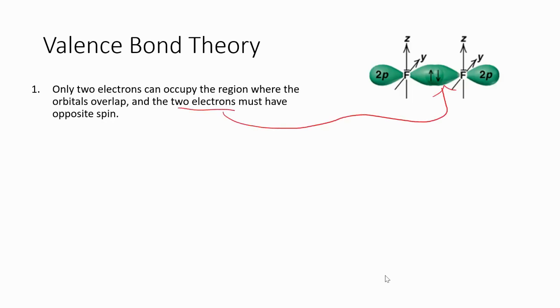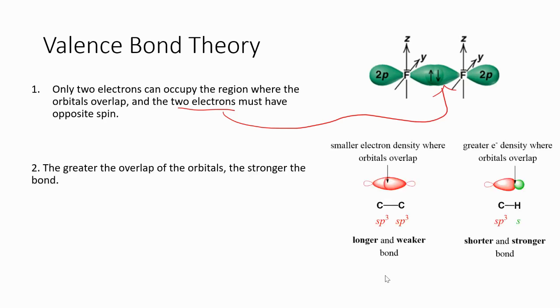The first is that only two electrons can occupy the region where the orbitals overlap, and the two electrons must have opposite spin, which you can see here with the two arrows pointing in opposite directions. The second is that the greater the overlap of the orbitals, the stronger the bond. So if we have a longer bond, it is weaker. If we have a shorter bond, it is stronger.